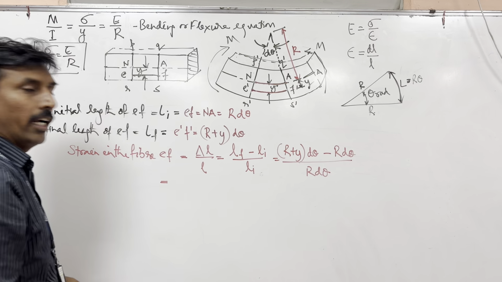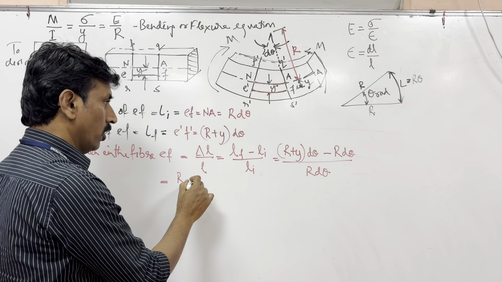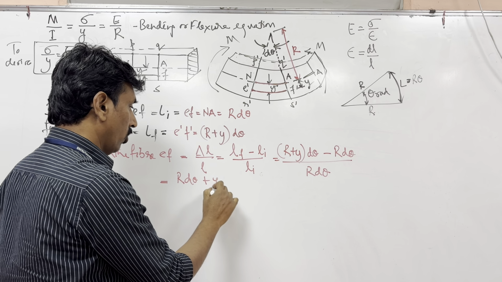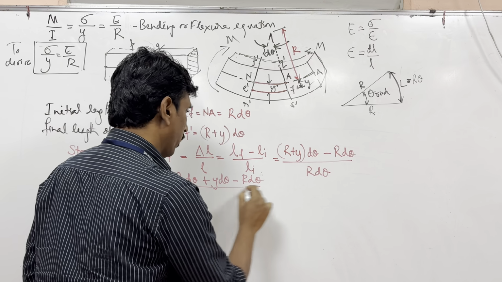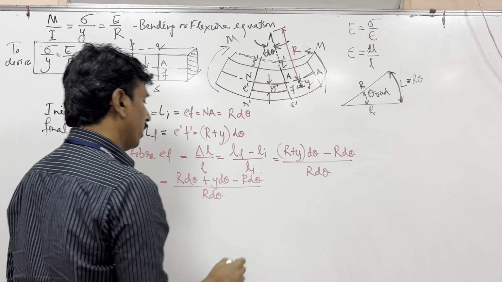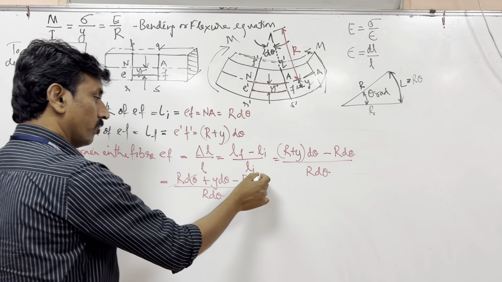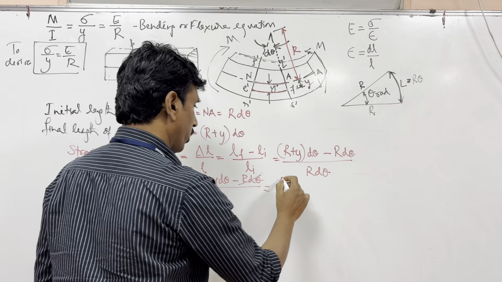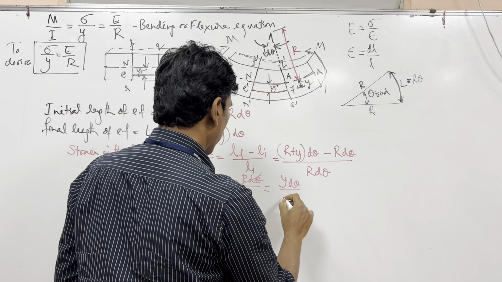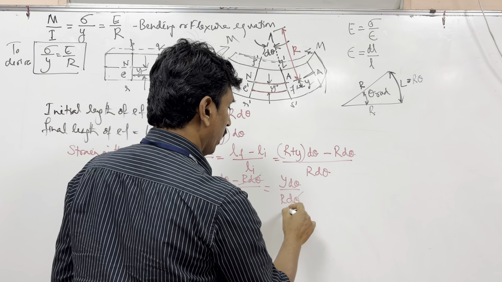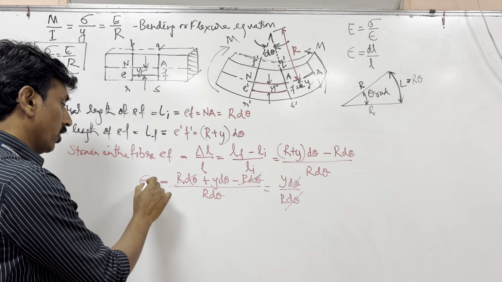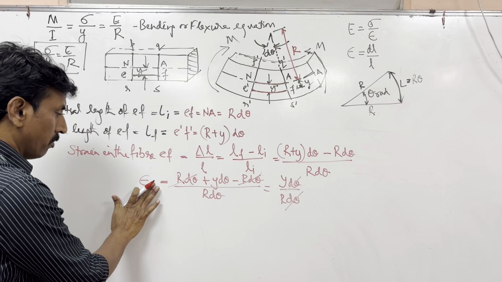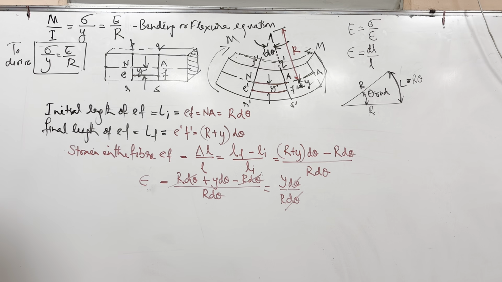So what I can write here is, R dθ plus y dθ minus R dθ, divided by R dθ. So what cancels out here? This. So what is left here? y dθ divided by R dθ, where again this dθ cancels out. So what you are left with is strain in the fiber EF, or simply strain. Let us call it strain, in that fiber.